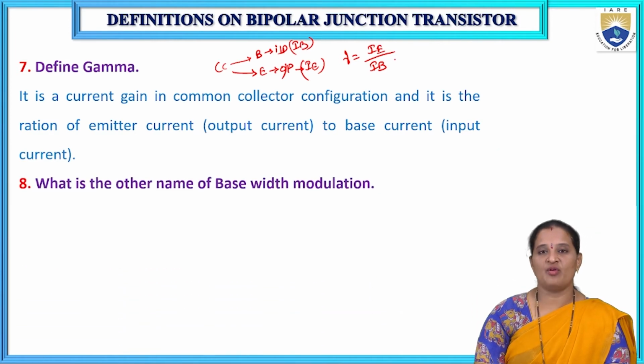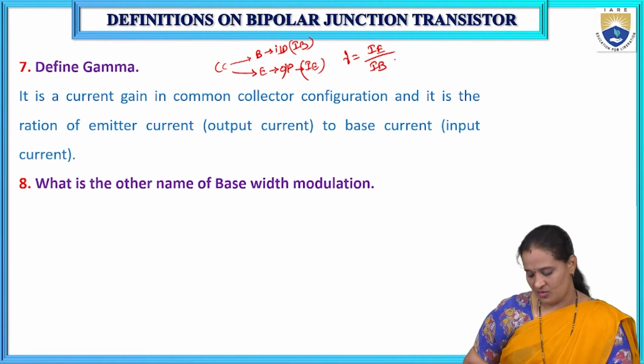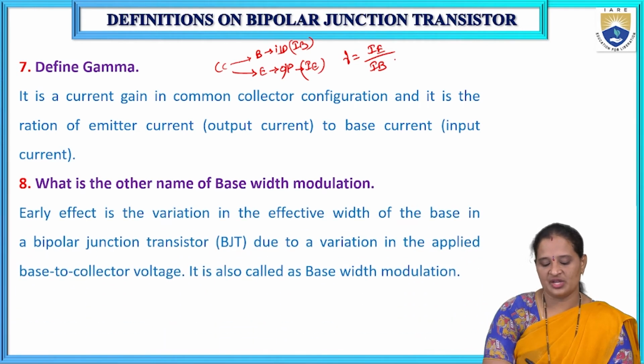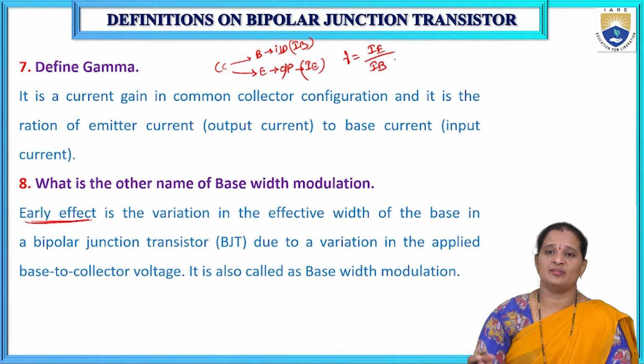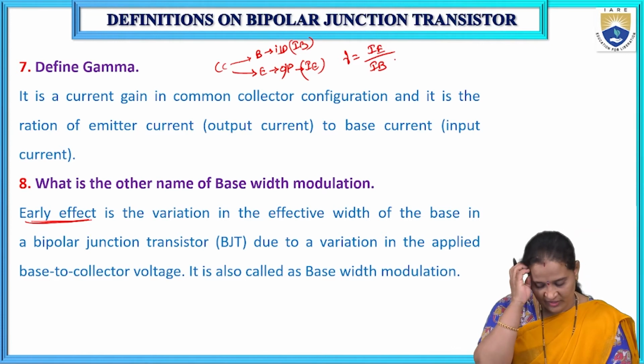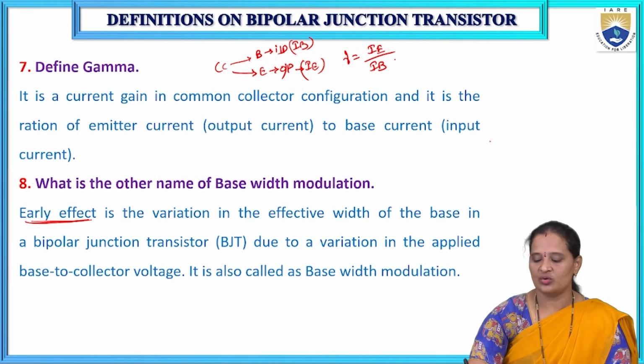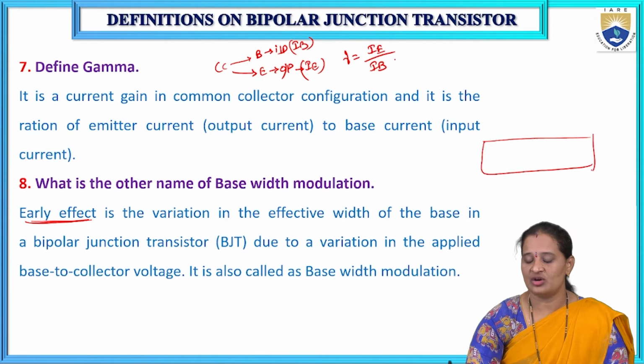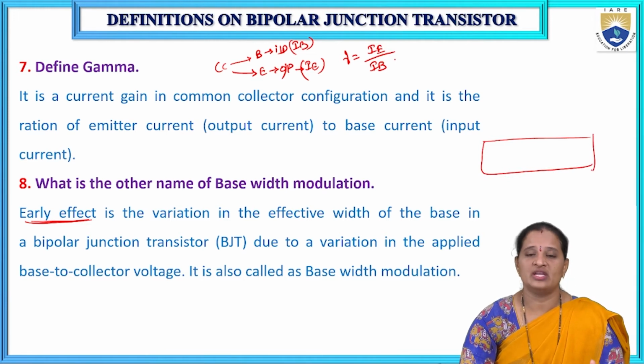Now, what is the other name for base width modulation? The other name for base width modulation is the early effect. And what do you mean by early effect, or base width modulation? As we all know, in a transistor we have two junctions. One is between the base and emitter terminal, and the other is between the base and collector terminal.